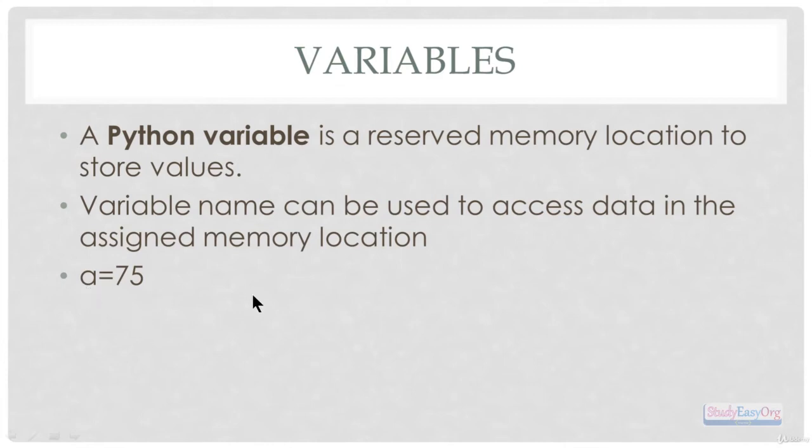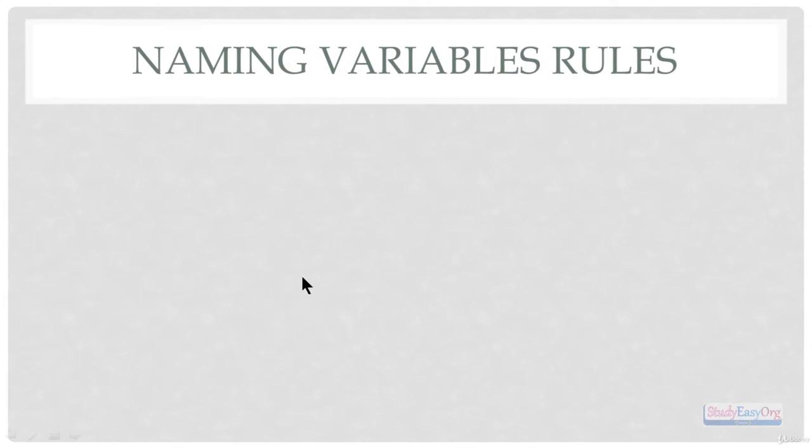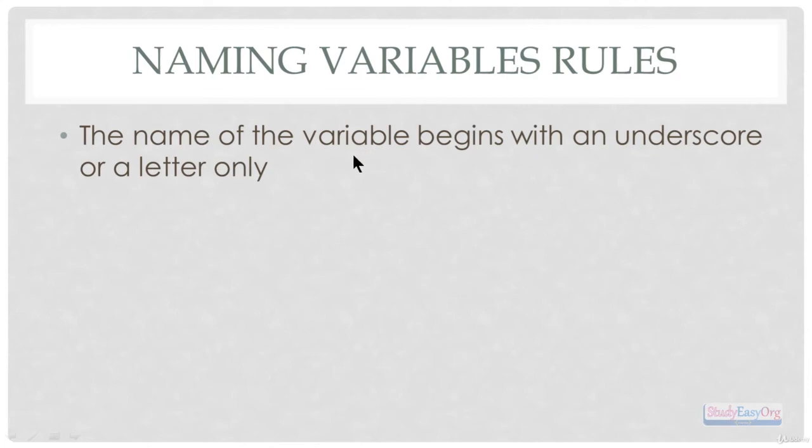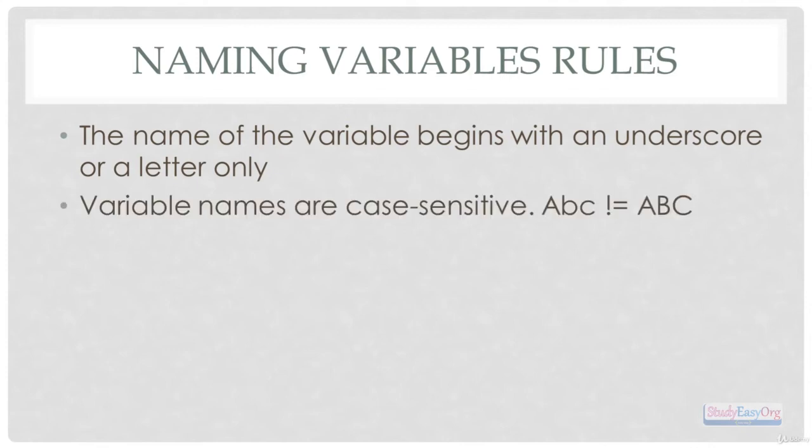Alright, now there are a couple of rules when it comes to naming variables. So let us check that real quick. The name of a variable begins with an underscore or a letter only. We cannot start a variable name with a number or any special character apart from underscore. Variable names are also case sensitive.